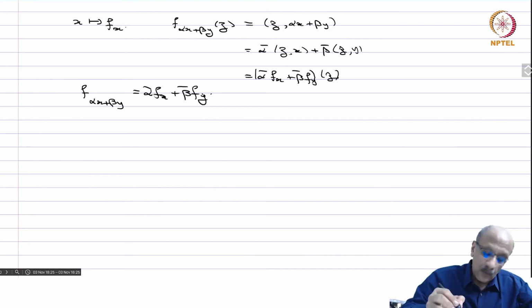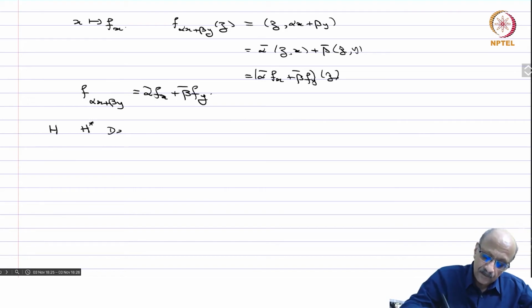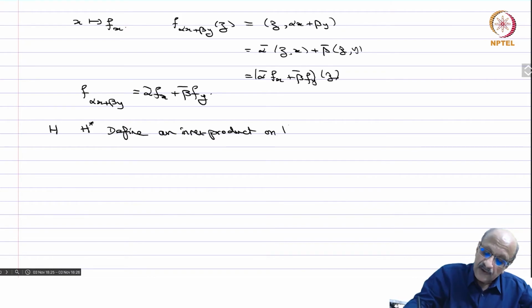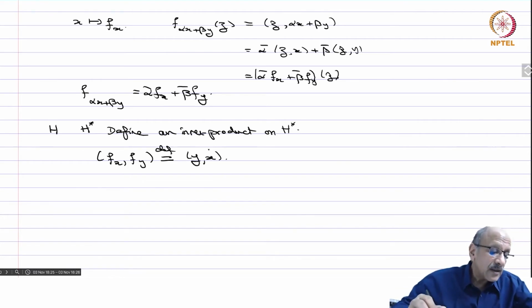Okay, so now we have H, then we have H star. On H star we are going to define a natural inner product. Any element of H star is of the form f_x. So we have f_x and f_y, and I am going to define their inner product as the inner product of y and x. Okay, so we want to check that this satisfies all the properties of an inner product. So let us take f_y and f_x.